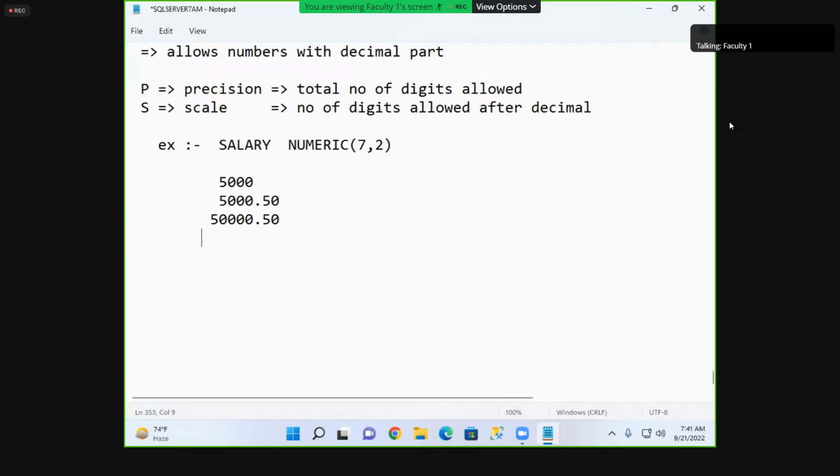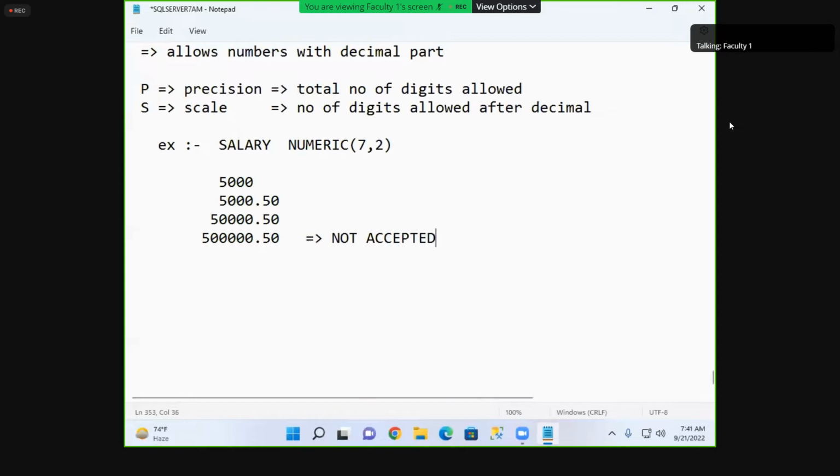And salary is 5 lakhs.50. Allowed or not allowed? Not allowed. So this is not allowed. Not accepted.